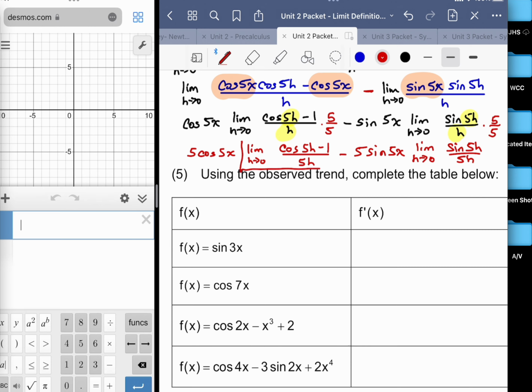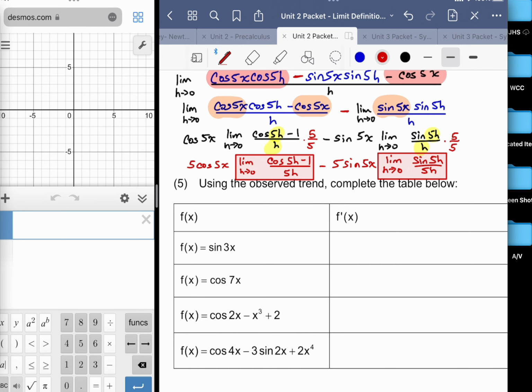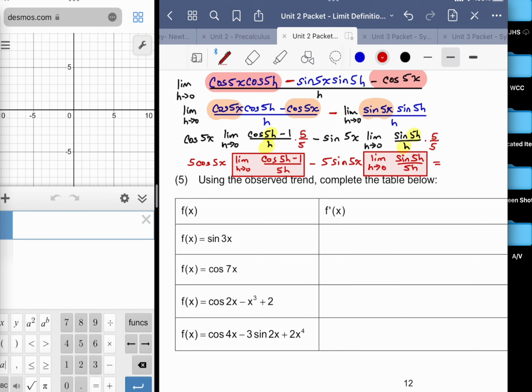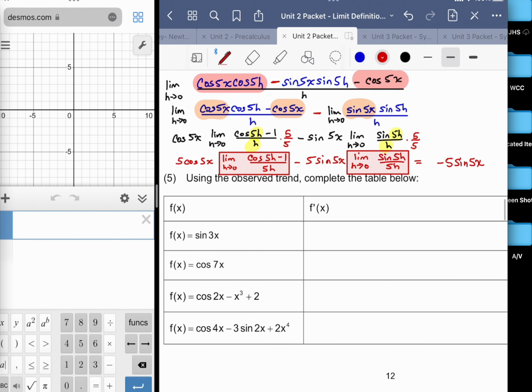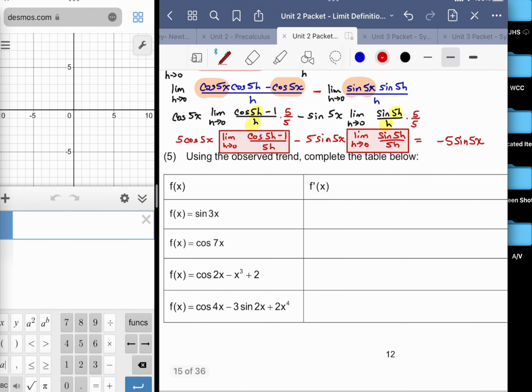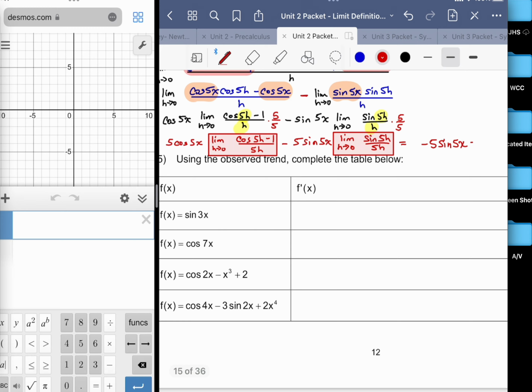First one goes to 0, making all of this irrelevant. The second one goes to 1, which tells us that this entire expression is going to amount to just a negative 5 sine 5x. And so that would be my derivative. Notation-wise, f of x, so f prime of x. All right.